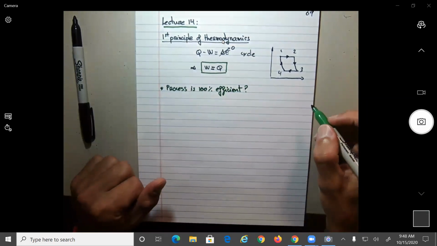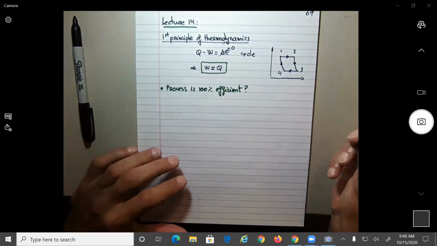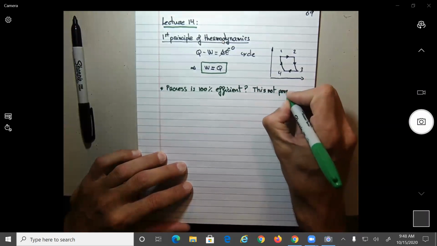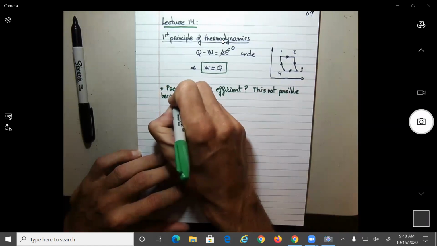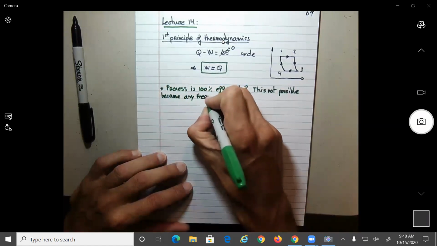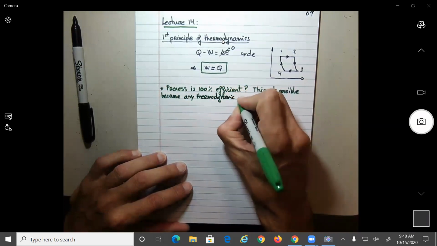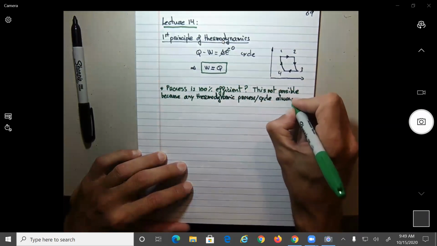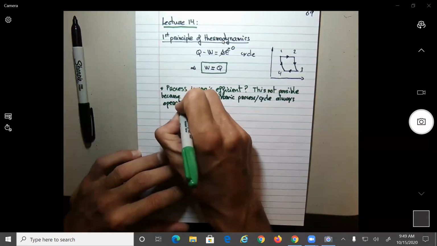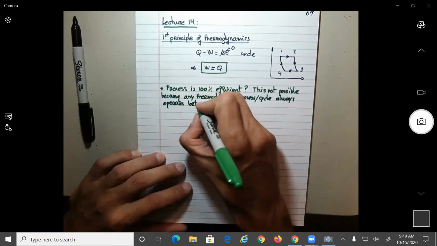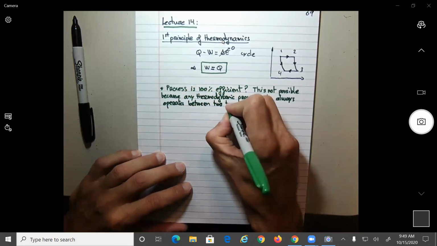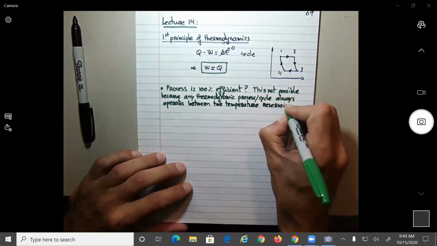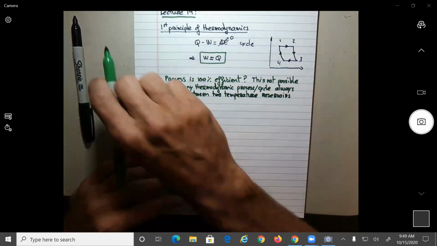So now, is this true or not? The answer is not true, and we know that. So this is not possible because any thermodynamic process or cycle always operates between two temperatures, or two temperature reservoirs. Okay, so I have it in red, but we have done that figure many times.